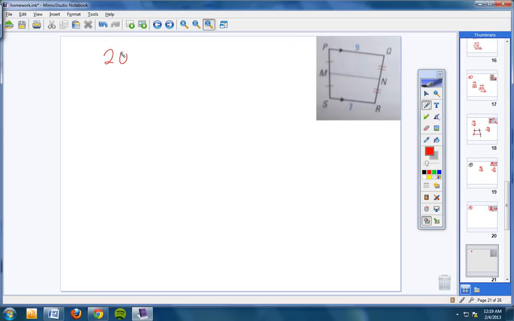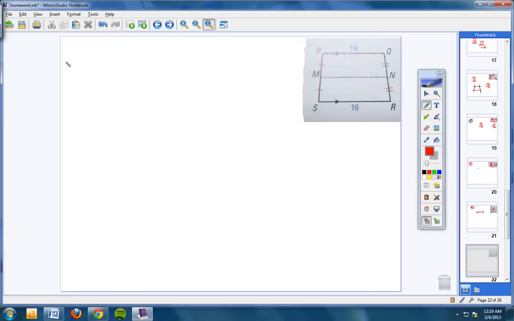Number 20, back to the mid segment. We should have this down pretty well now. So here we go. 9 plus 7 equals 16. Divide that by 2 and you get 8 right here for your mid segment. Okay, on to number 21. Number 21, same thing. Here's your base, add them together and you get 30. Divide 30 by 2, and this mid segment is 15.